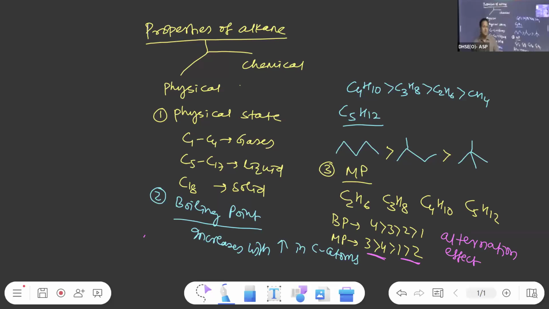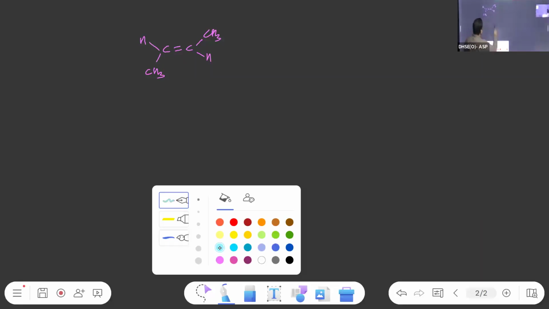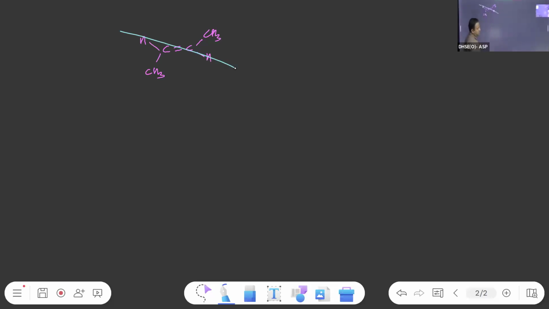But the melting point, the trans isomer has more melting point than the cis isomer. Look at trans 2-butene. Okay, so it has more melting point than the cis counterpart. Why? Here it has the plane of symmetry. If it has plane of symmetry, then it has better packing in the crystal lattice. Better packing in the crystal lattice means more melting point.